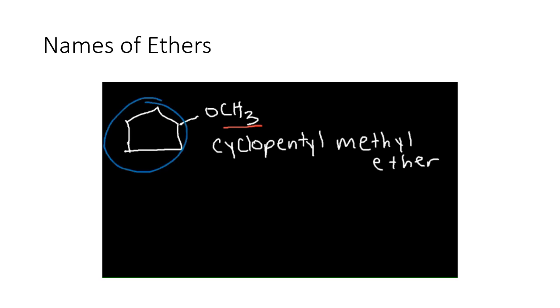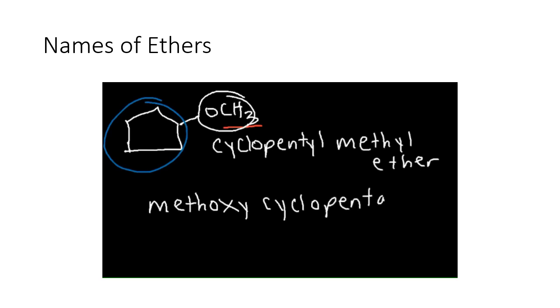Now what about the IUPAC name? Well, first we need to identify the longest chain, and it's clearly the 5-carbon ring. So that's going to be called cyclopentane, and this is the substituent, which is known as methoxy. So it's simply called methoxy cyclopentane. Well, that is not cyclopentane. I forgot the Y. Here it is.